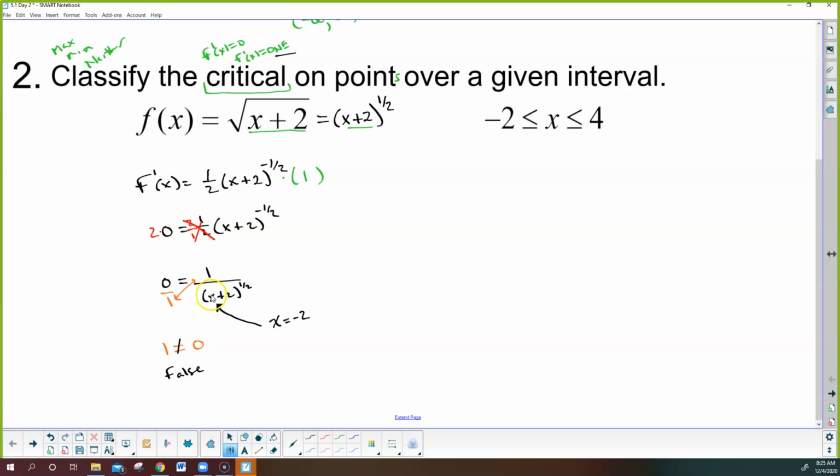If I plug a -2 in here, what's going to happen is I'll get a 0, and the square root of 0 is 0, so I'll get 1 over 0, which is undefined. So at x equals 2 is a critical point. Excuse me, x equals -2, because the derivative does not exist. And we really haven't seen that yet. That's part of the reason why I put this one up.